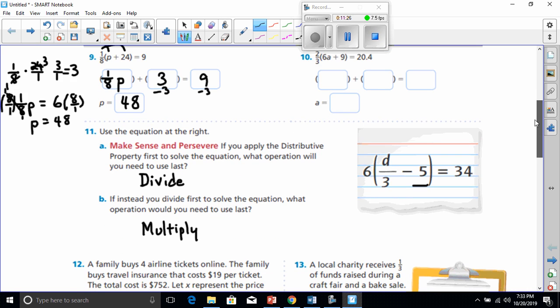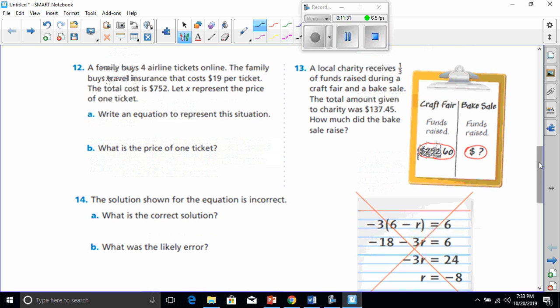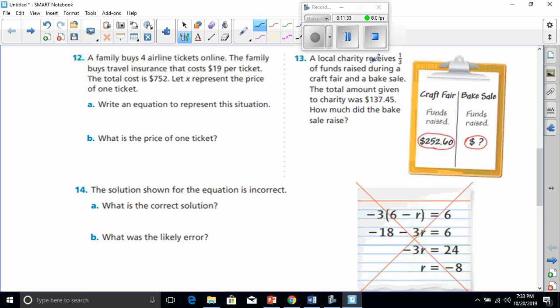I did number 11, so that means 12 is yours. 13 is mine, then. It says here, a local charity receives 1/3 of funds raised during a craft fair and a bake sale. So they receive 1/3 of the funds, okay? The total amount given to the charity was $137.45, okay? How much did the bake sale raise?